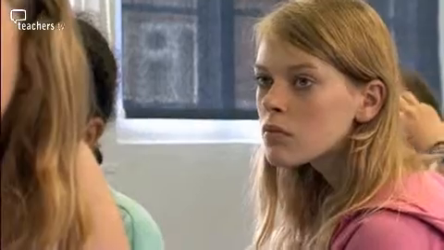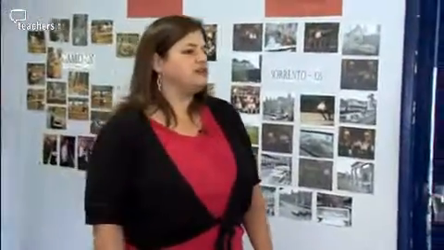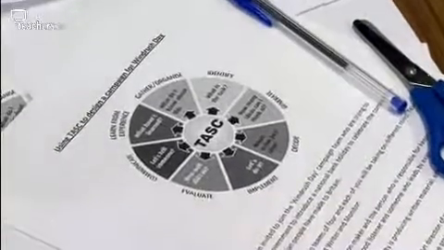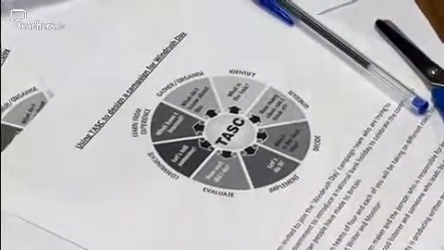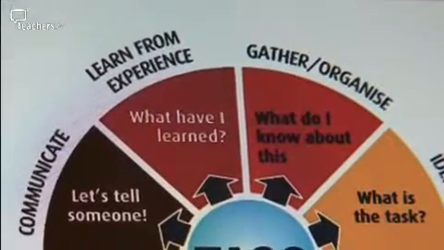Before I even tell you anything else about the task, I want us to go straight into the top right section of the wheel that says gather and organise. Can you all have a look at the wheel? See the top right section, it says, what do I already know about this? And when we began the lesson, we used the gather and organise section of the wheel.